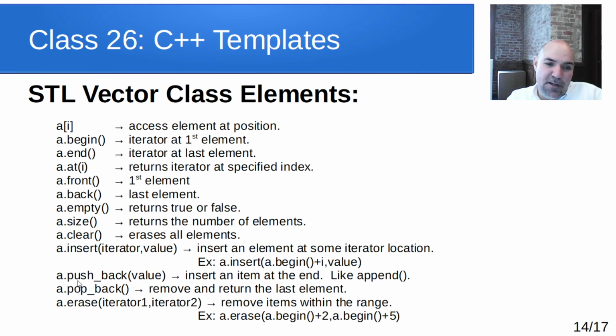Push back we've already used. That actually sticks an item at the end of the list, just like append in Python. And then pop back removes and returns the last element on the back of that thing. And you can do a.erase, give it 2 iterators. In other words, delete a range of things out of the middle of that array if you want to.